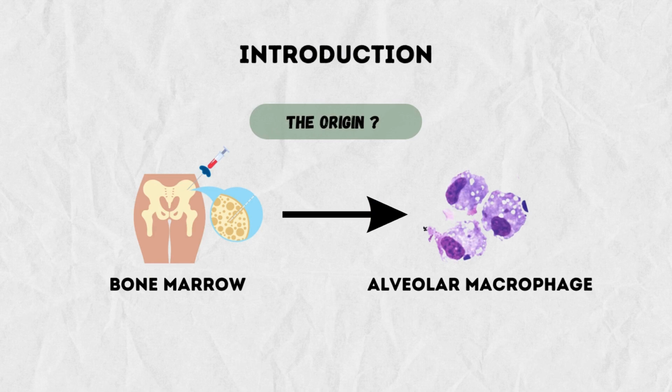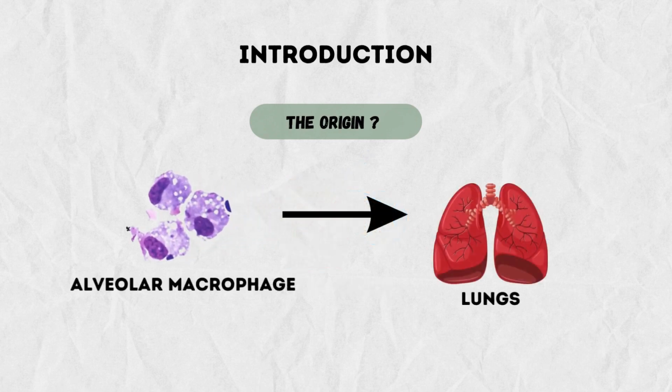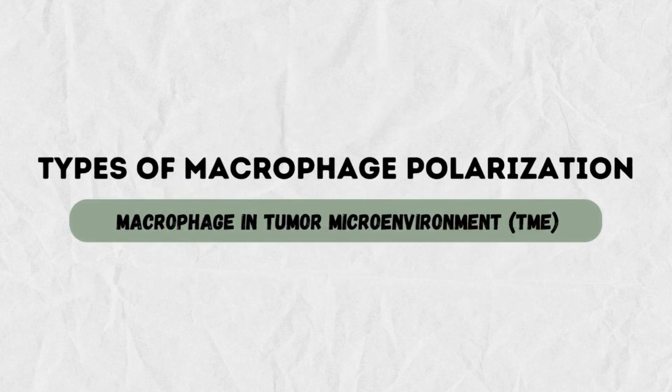Alveolar macrophages originate from circulating monocytes produced in the bone marrow. Alveolar macrophages migrate to the lungs through the bloodstream. In the context of the tumor microenvironment, TME, alveolar macrophages undergo distinct subunit activation. The TME influences their functions, and the interplay involves various cytokines.